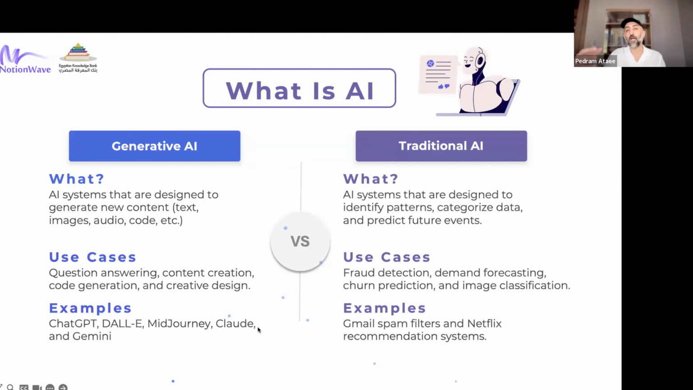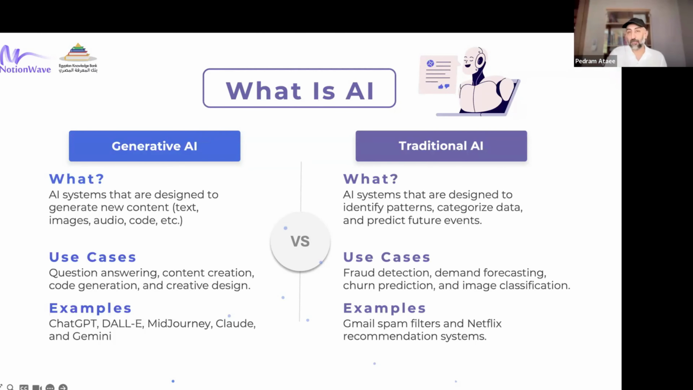But traditional AI, the AI that we have had for the past few decades, is mostly designed to identify patterns, categorize data, and predict future events. There is definitely some overlap of use cases and definitions between Gen AI and traditional AI, but I try to separate them based on their definitions. Very good use cases of traditional AI were fraud detection, demand forecasting, or churn prediction.